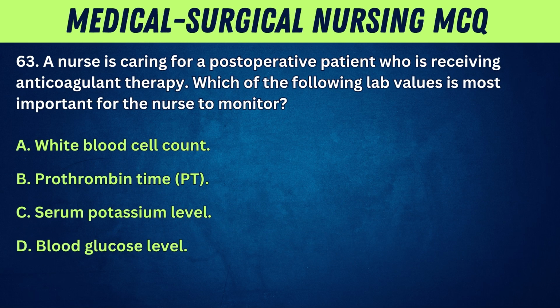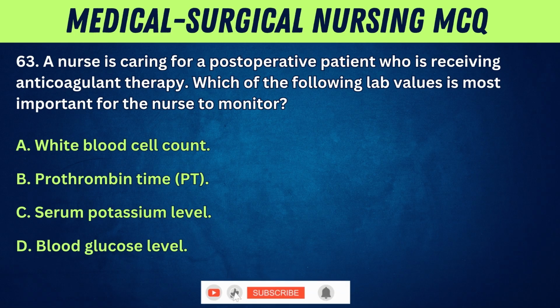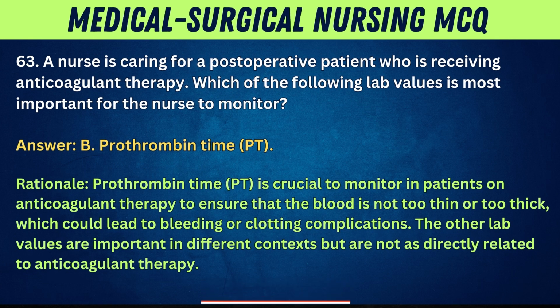63. A nurse is caring for a postoperative patient who is receiving anticoagulant therapy. Which of the following lab values is most important for the nurse to monitor? A. White blood cell count. B. Prothrombin time, PT. C. Serum potassium level. D. Blood glucose level. Answer. B. Prothrombin time, PT.